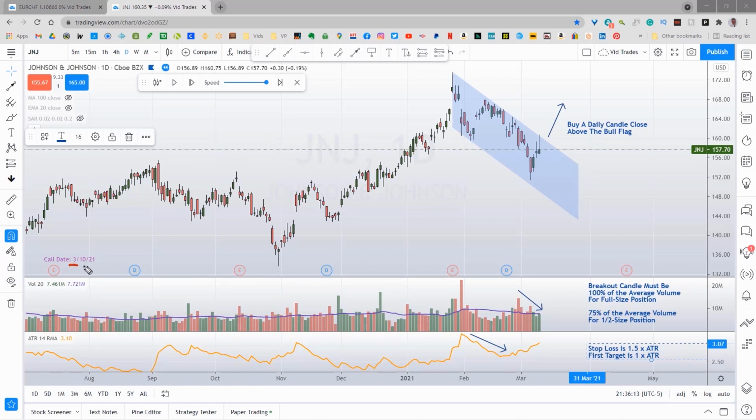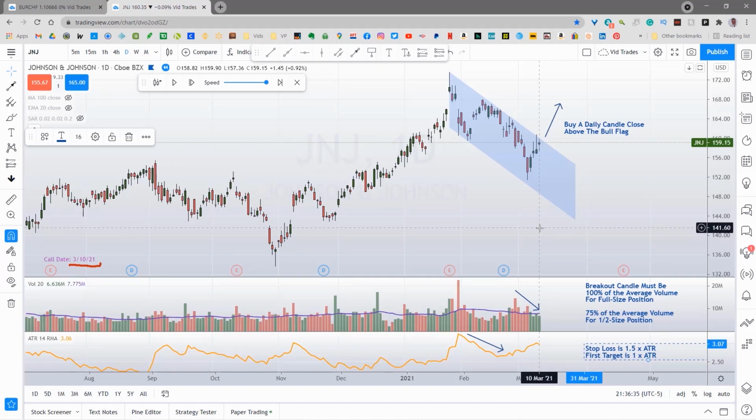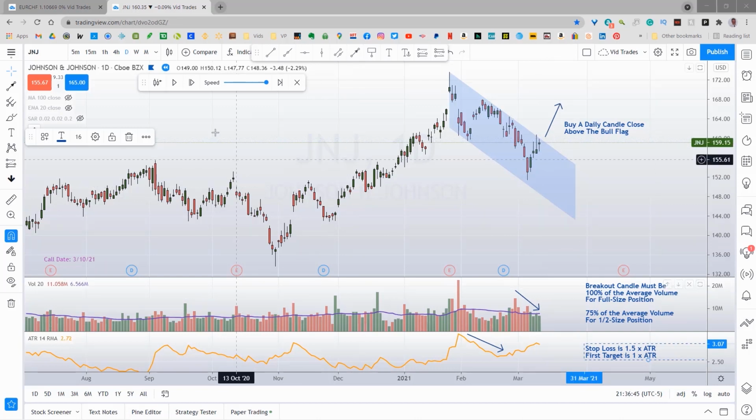As you can see right here, I usually put the call date in the lower left-hand corner of the chart just for my own reference. And I have queued this on March 10th, and it looked like it was just about to break through. So let's tick through this one at a time.